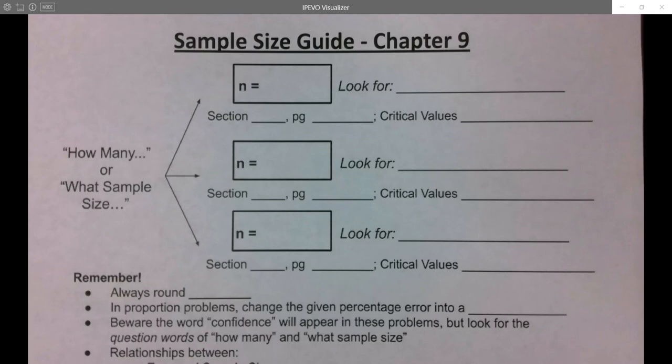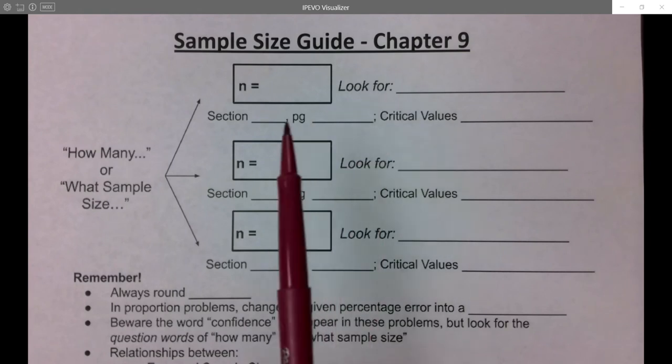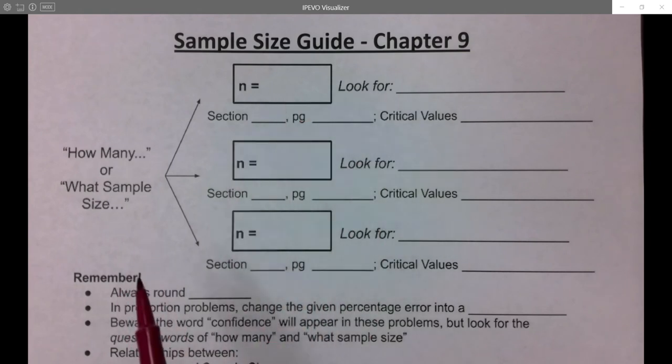Hello, Math 133 students. In this video, I'm going to go over the second part of the Chapter 9 flowchart guide, which is regarding sample size.